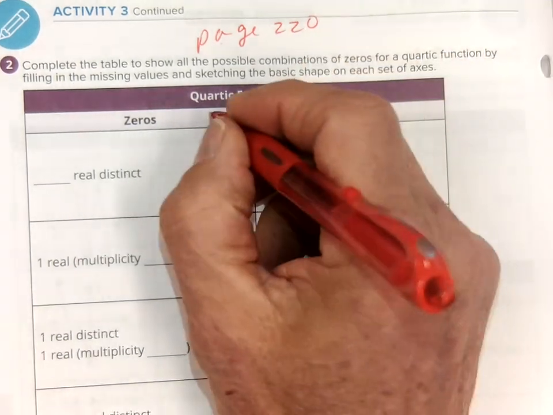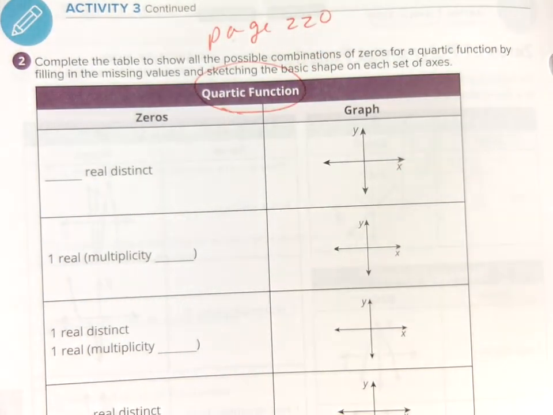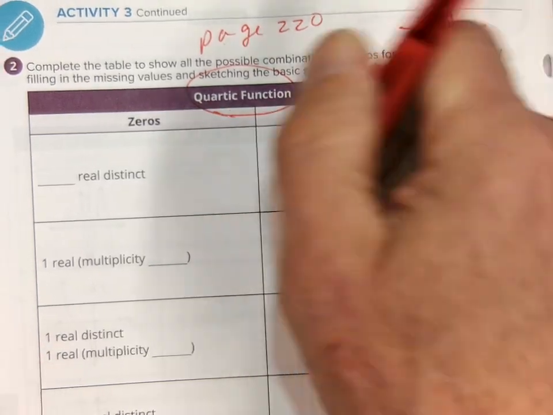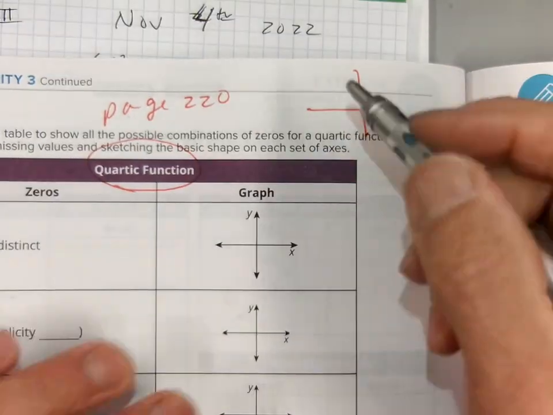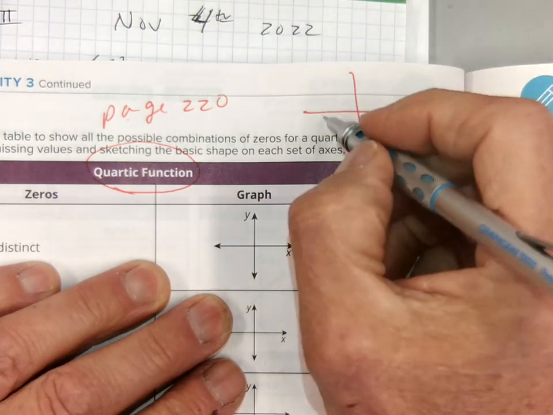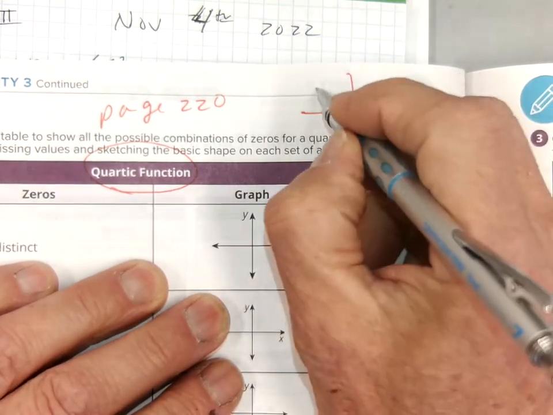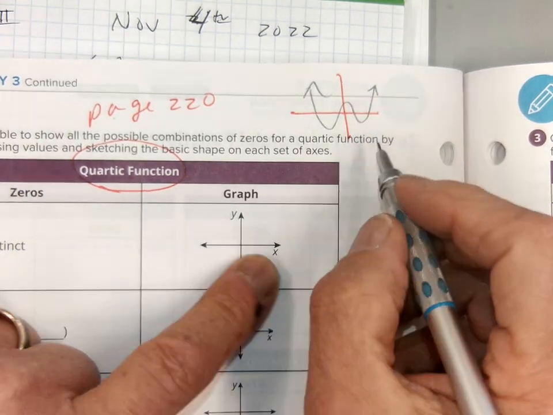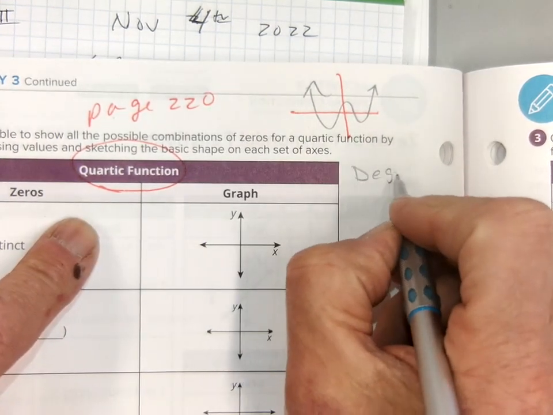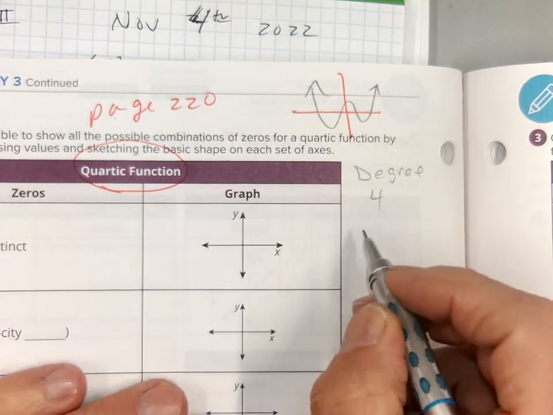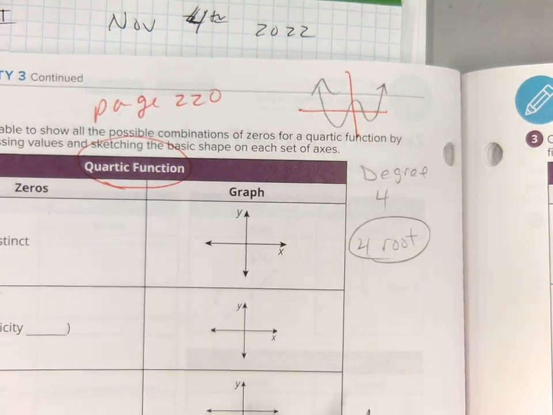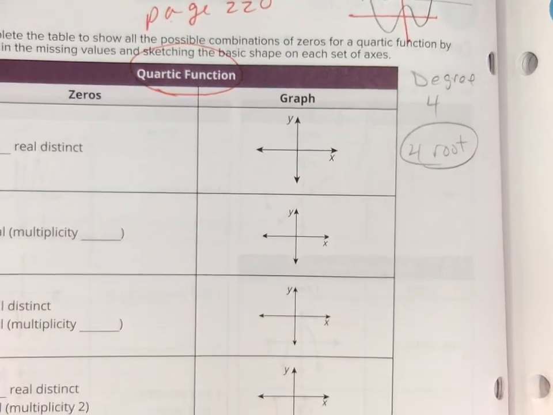Now, it's a quartic. Since it's a quartic, I know that some quartics look something like the W, and the W could be in lots of different places, with lots of different shapes. Since it's quartic, we know it's degree 4, and we must have 4 roots. So some roots are going to be real, and some roots are going to be imaginary.